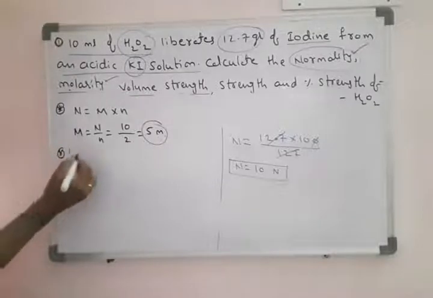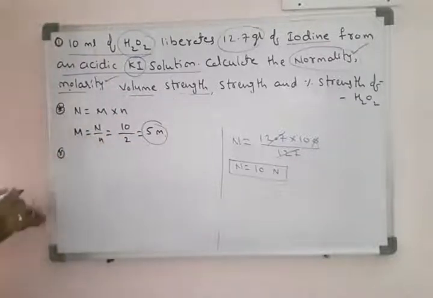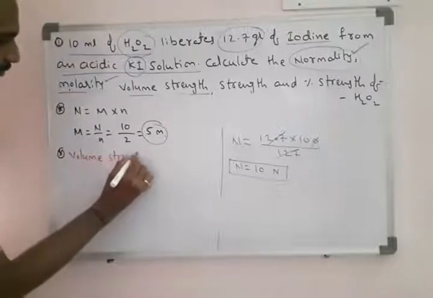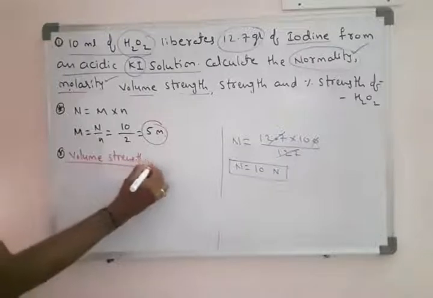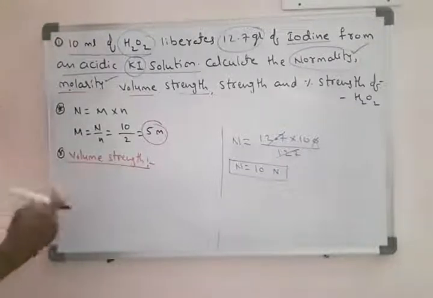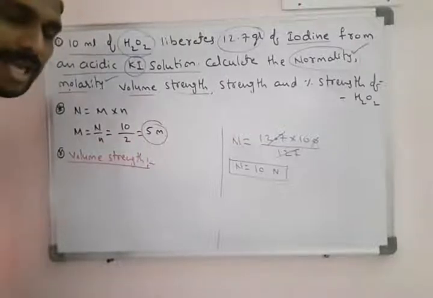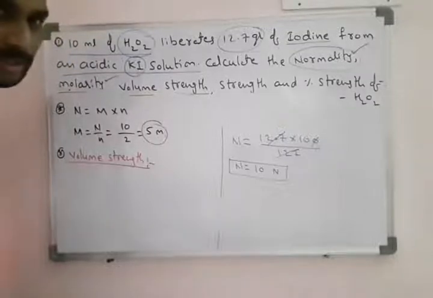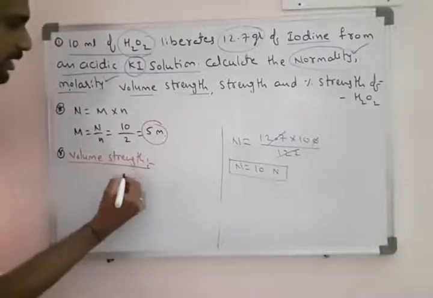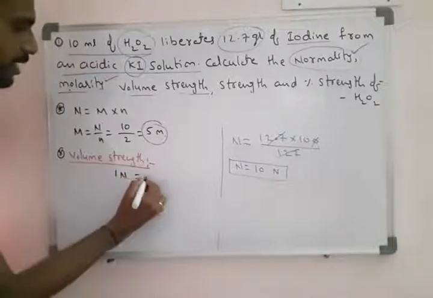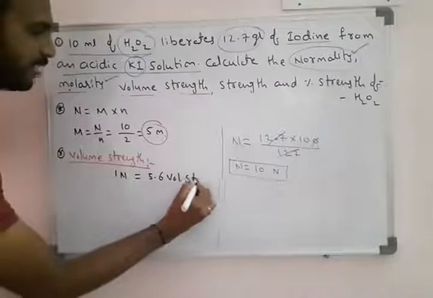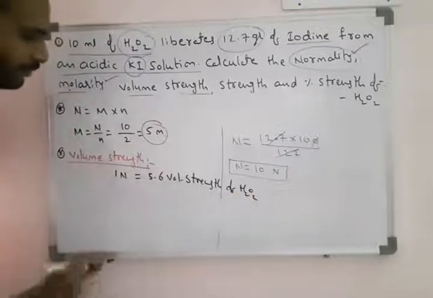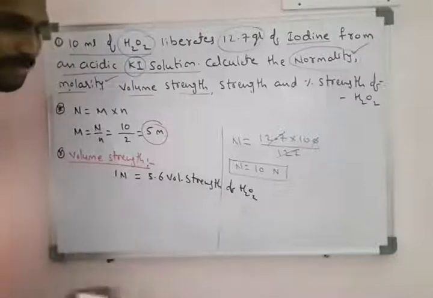Next term, see the volume strength. What is meant by volume strength? Here the term volume strength is very important. This is applicable only for hydrogen peroxide, based on the amount of oxygen it releases, on a volume basis. In general formulas we know that 1 normality is equal to 5.6 volume strength of hydrogen peroxide. This is the basic formula.